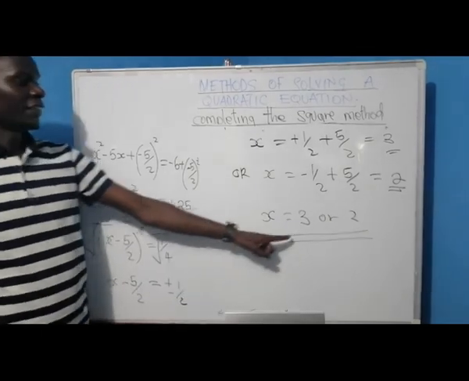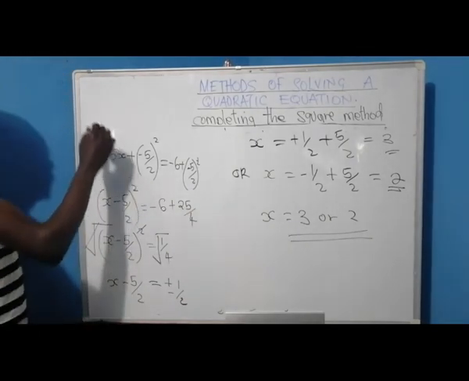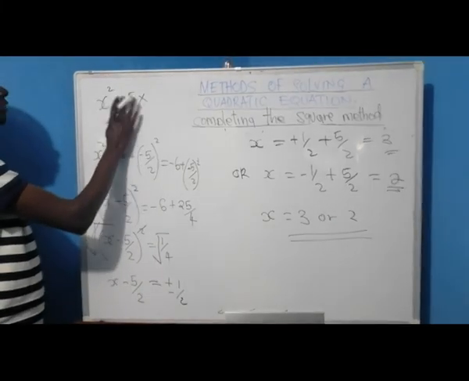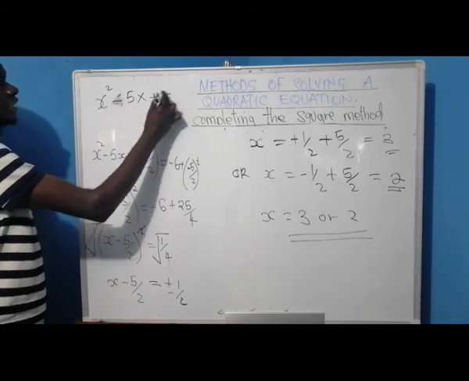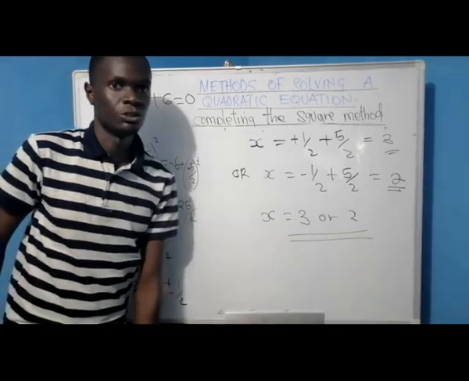So we basically say that these are the roots of this particular quadratic equation that we have, x squared minus 5x plus 6 is equal to 0. So the two roots are 3 or 2.